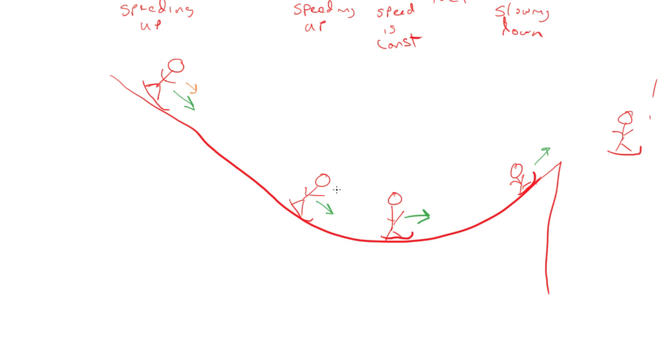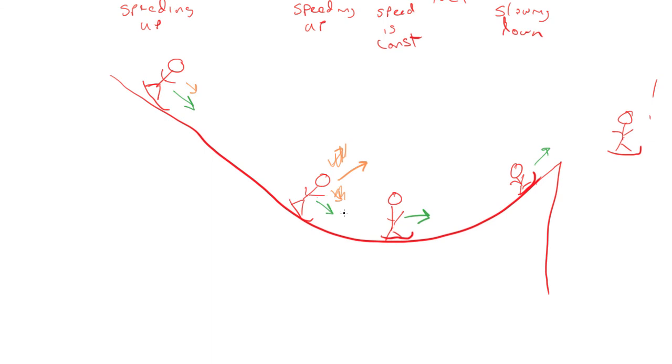Is it this one or this one? Who says this one? Hands. Who says this one? Hands. Who says neither? Shane, why do you say neither? Shane is right. Why is it somewhere in between? Because he's both speeding up and curving.